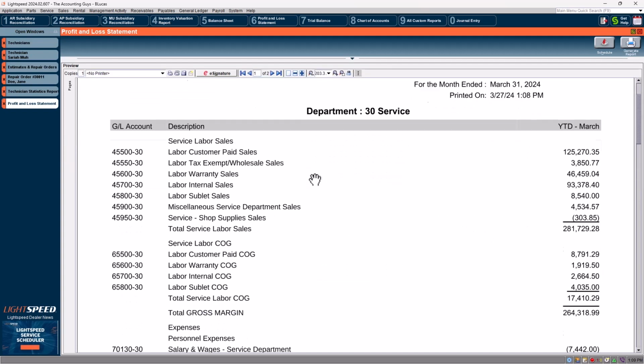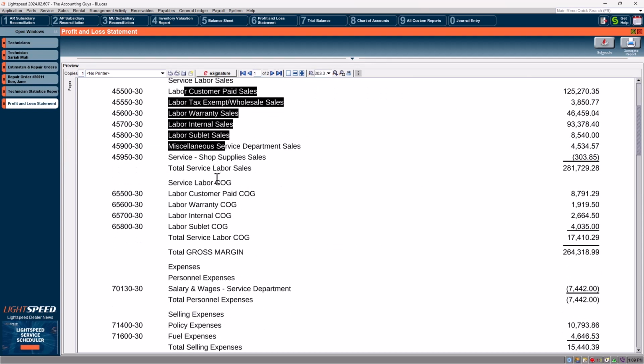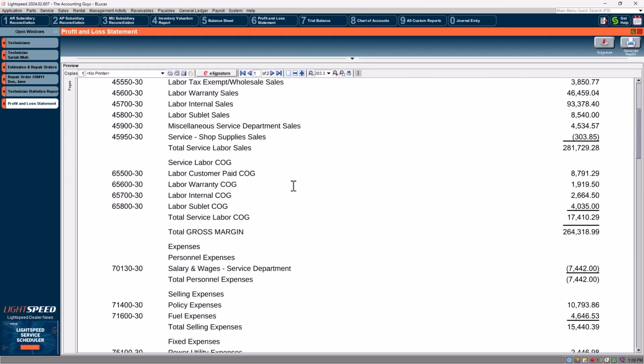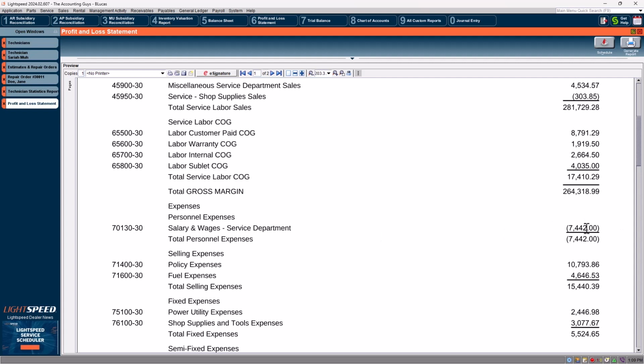So let's go ahead and come down here. So here we've got revenue. So here's all of our labor lines. And here we have cost of goods sold. And it will split it by type, which is also really good. Now, you're going to notice we have a negative down here. This is a demo database. We don't have all real numbers in here.